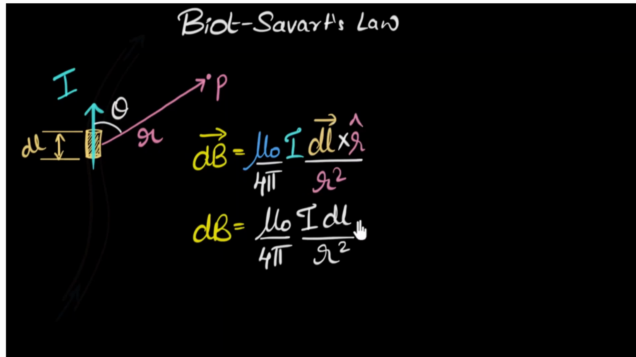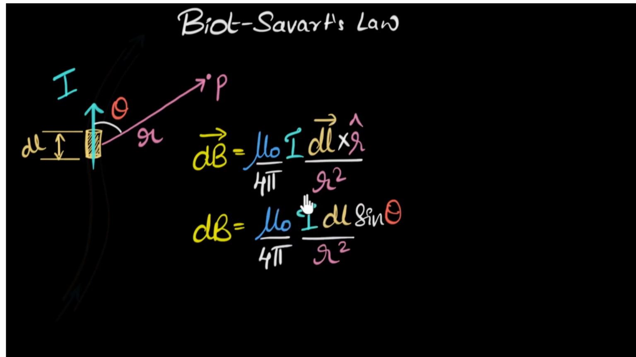So we can write sin theta. So dB is equal to mu naught divided by 4 pi, I dl sin theta divided by R squared. It is the scalar form of Biot-Savart law, or we can say the magnitude of magnetic induction at the point P due to the current element dl.